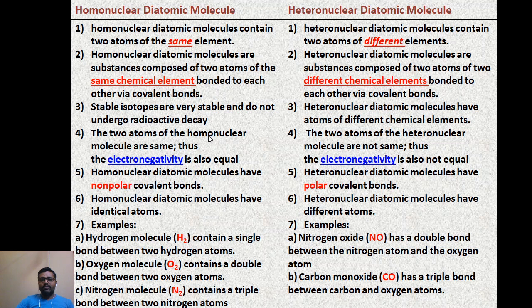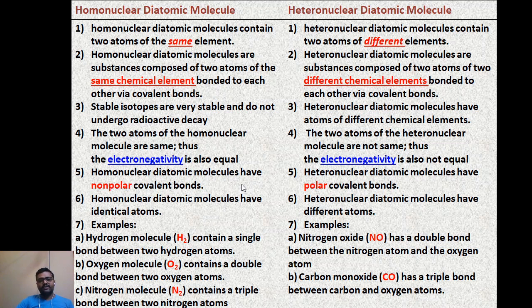The two atoms of the homonuclear molecules are the same, thus the electronegativity is also equal. Same atoms, same electronegativity. Suppose you take an example, C2. There are two atoms, carbon with electronegativity 2.5 and another carbon with 2.5. Therefore electronegativity is the same. But in the heteronuclear molecule, the two atoms are not the same, thus the electronegativity is also not equal. Not the same atoms, therefore electronegativity is different.